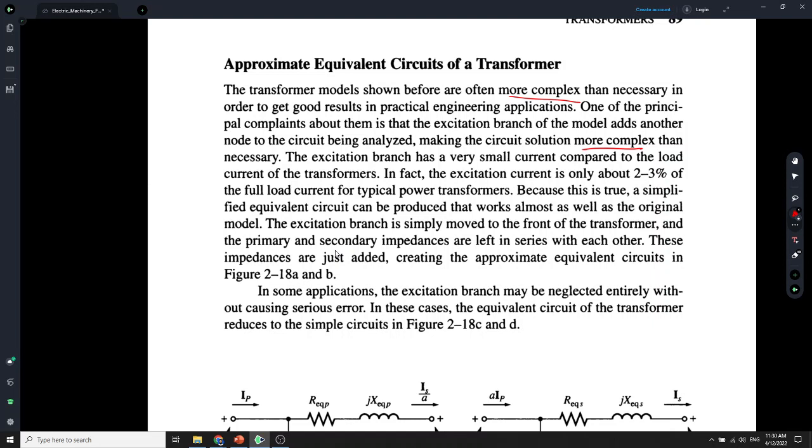So we need to look at the current. The current can tell us everything. They say that the excitation branch has a very small current compared to the load current of the transformer, about 2 to 3%. So they say this is true, and we can simplify the equivalent circuit.